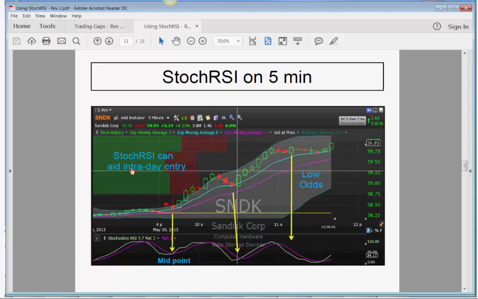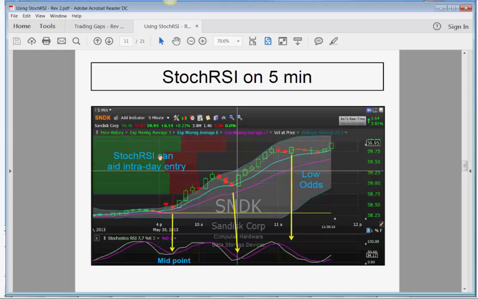Here you go. Stochastics can aid in intraday entry, or keep you out of things. Right in here, it pulled back, moved up, pulled back. This one pulls back just a little bit and then starts to break out. What's happening to stochastics RSI? It hadn't come back all the way yet. That has lower odds. It's not confirming.